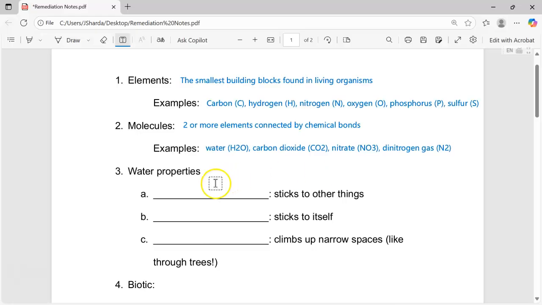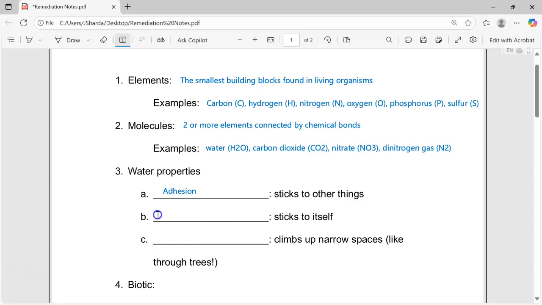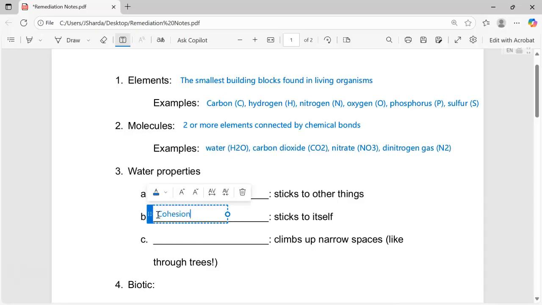All right, so let's move on to water properties. We talked about how water is sticky. How is it sticky? Well, it has the property of adhesion. That means that it sticks to other things. If you spray some water on a mirror, it sticks to it because it is adhesive. It also sticks to itself. This is why it can make little droplets, really big droplets sometimes. This is because of the property of cohesion.